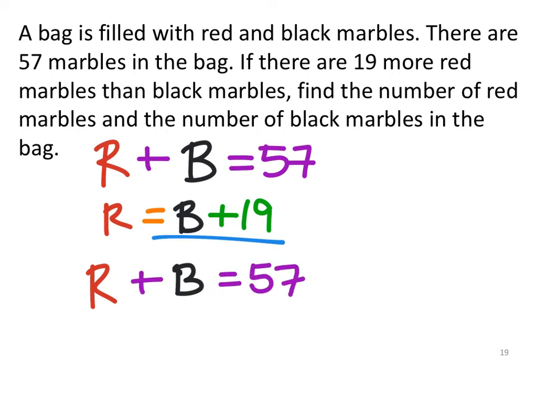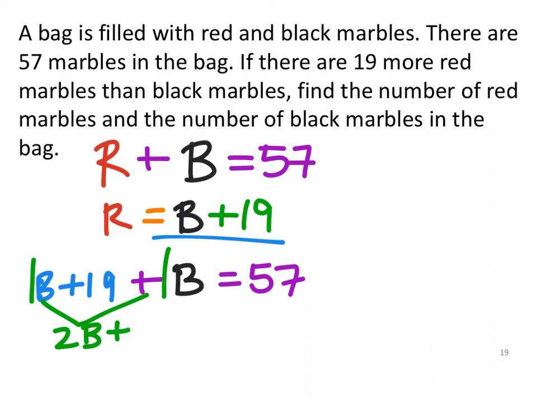I know what red equals now, and this is leading into something a little bit different, which is going to come in later. I can replace all my red marbles with black marbles plus 19 marbles. This creates an equation with only one unknown, which is what we've been solving this whole unit so far. I got one B and then another B, so two sets of black marbles, plus 19 marbles is going to be 57 marbles.